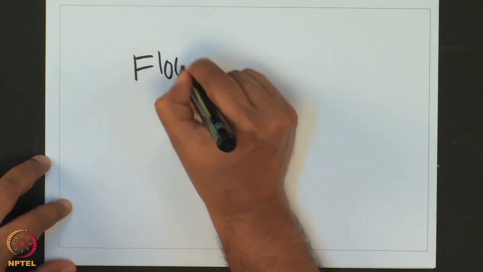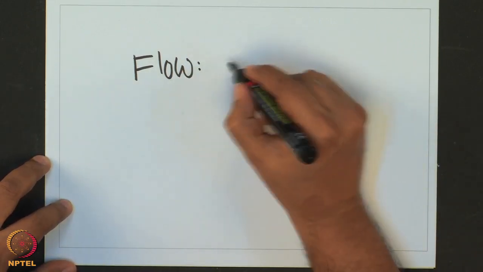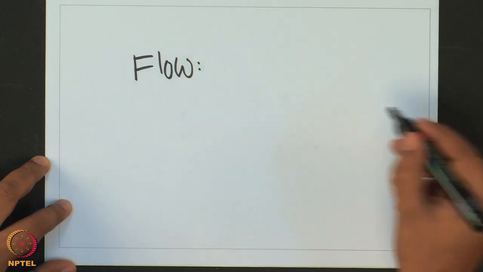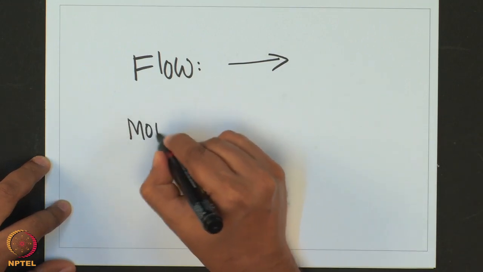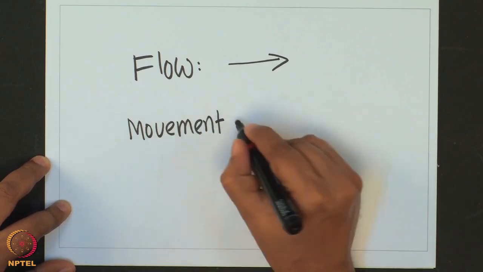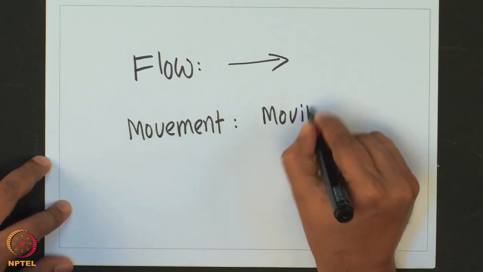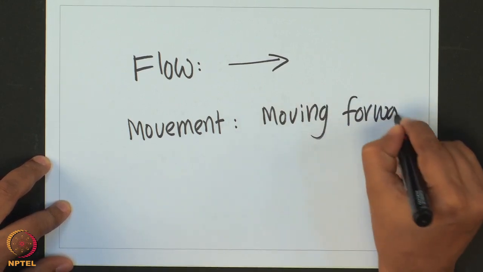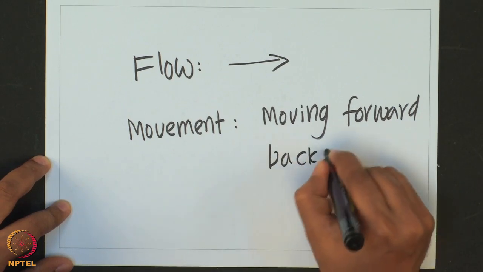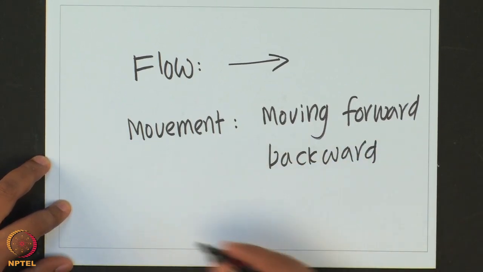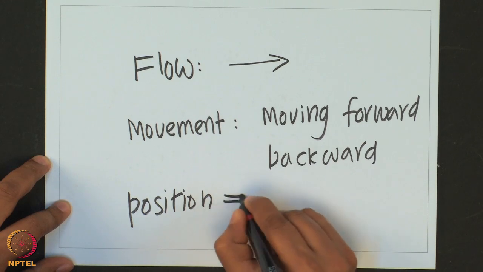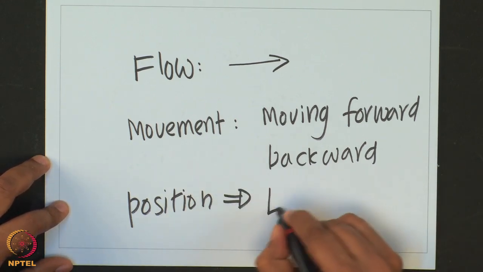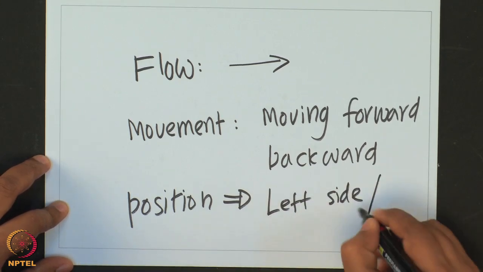So, let us write down these quantities that have direction. Flow: it is flowing in a particular direction, this way or that way. Movement: moving forward, backward. Position with respect to some point: you are positioned at the left side or right side.